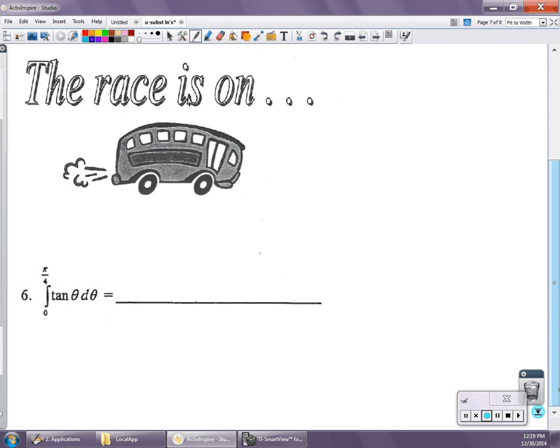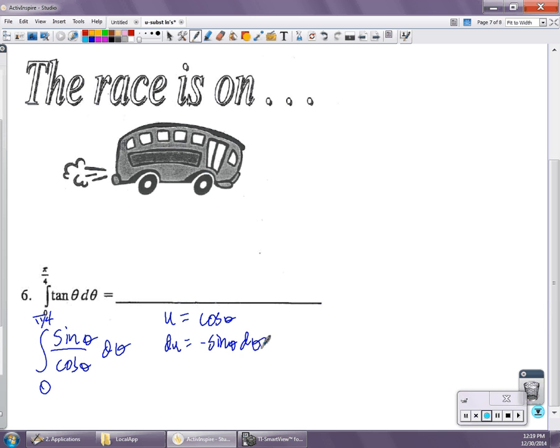Tangent theta, we do not know the antidifferentiation of tangent theta. So what are we going to do? Well, change it into a quotient: sine theta over cosine theta, d theta from 0 to pi over 4. I'm going to let u equal the denominator, cosine theta. The derivative of cosine theta is negative sine theta d theta. So that's going to give me a negative out front, and 1 over u du.